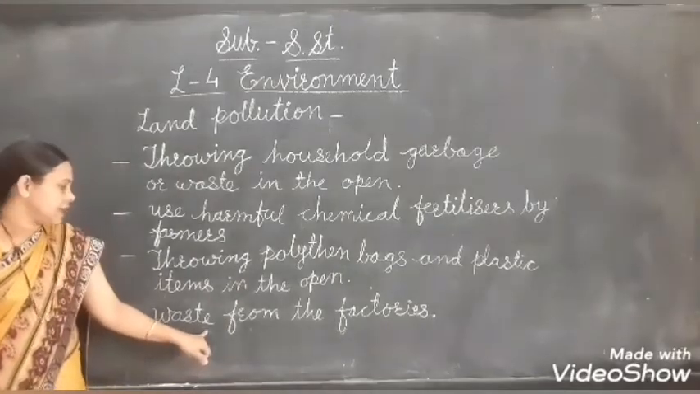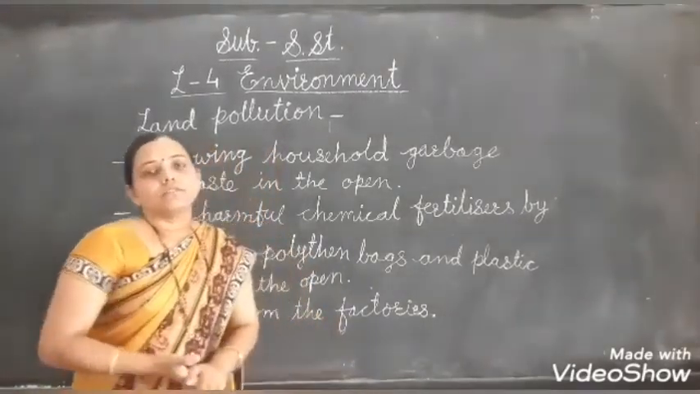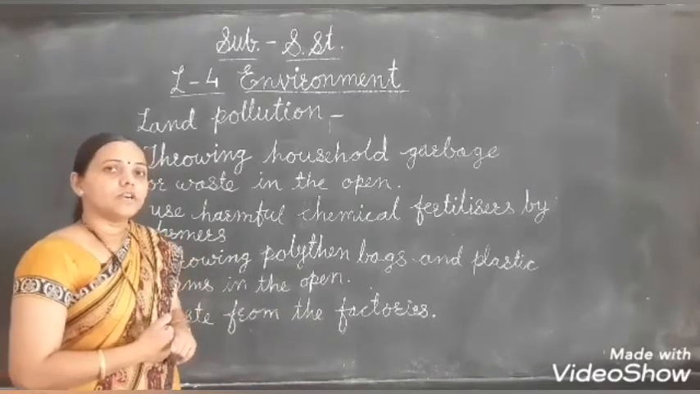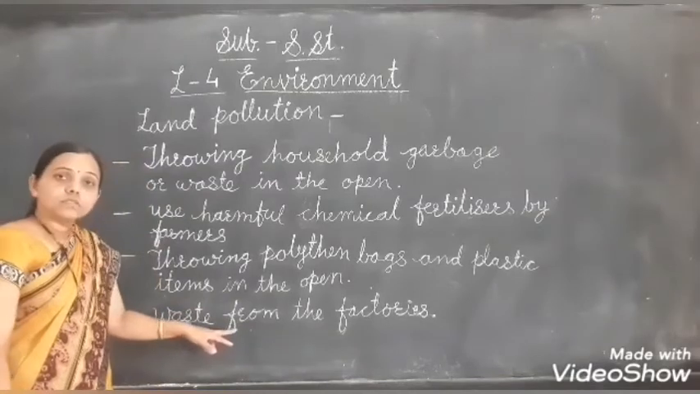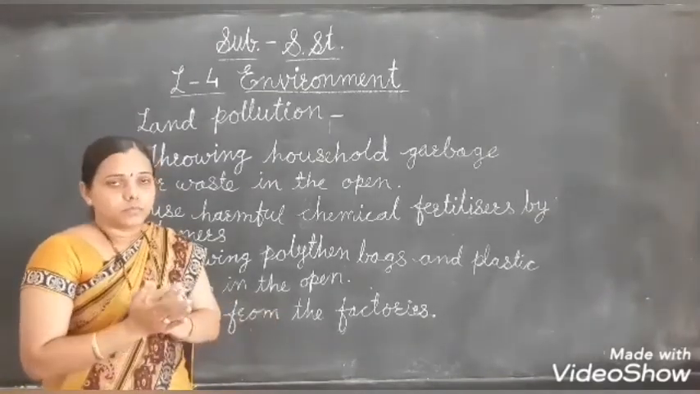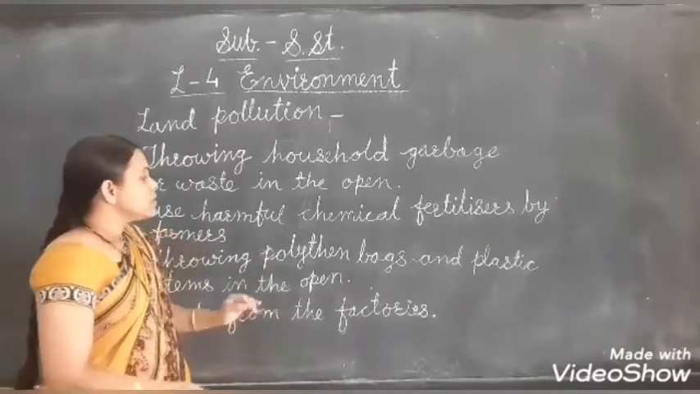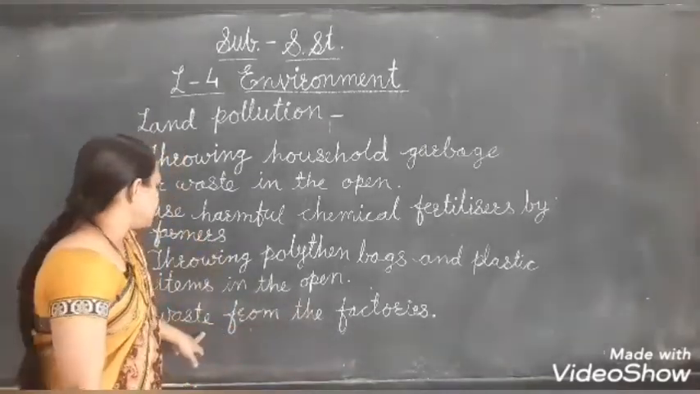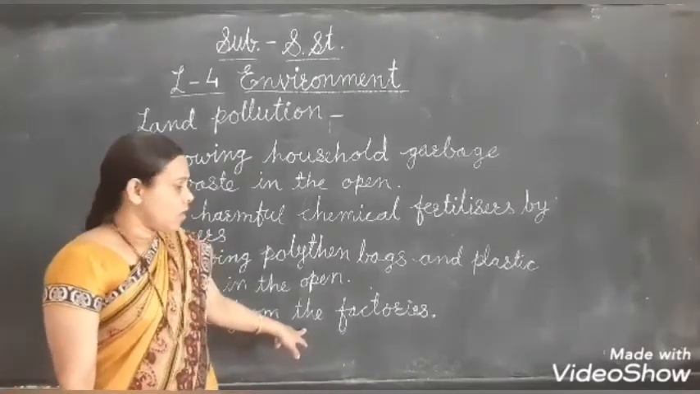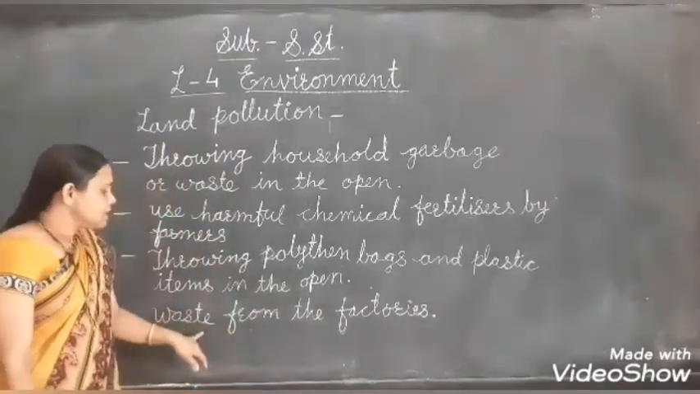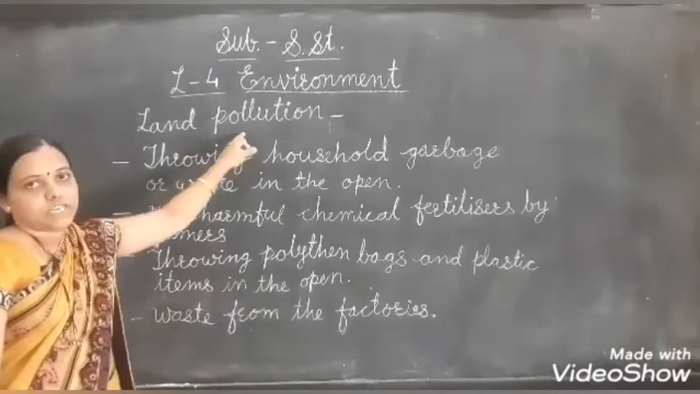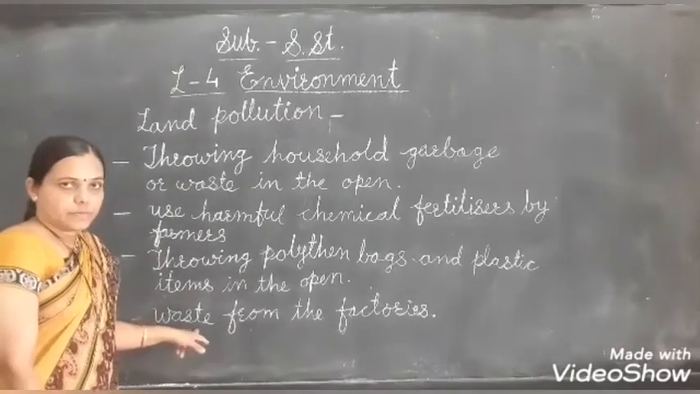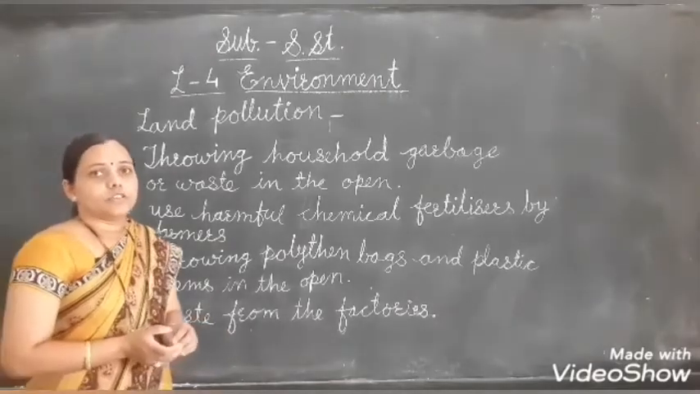Then the last reason is waste from the factories. As you know children, so many factories are situated near the bank of a river or other water bodies. They use the water for the production of their items or things. After using that water, waste remains, and they directly throw this waste in the open space or into the water. So this may cause land pollution and also water pollution. So children, we should not throw factory waste on the open space, because this is harmful for all living things.